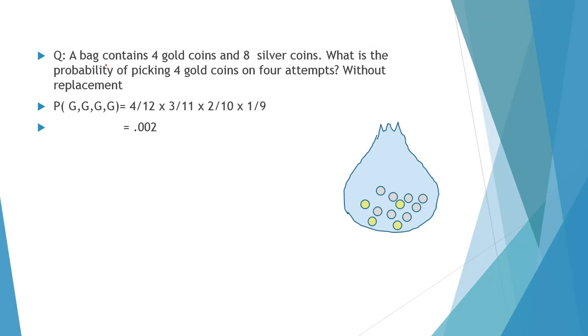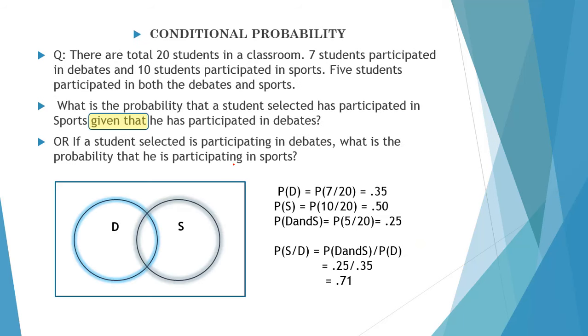A bag contains 4 gold coins and 8 silver coins. What is the probability of picking 4 gold coins in 4 attempts without replacement? So the events are dependent. On taking the first gold coin, we are left with 3 gold coins, and the outcomes are also reduced by 1. Then we are left with 2 gold coins out of 10, and then 1 gold coin among 9 coins. We have seen that dependent events involve conditional probability.